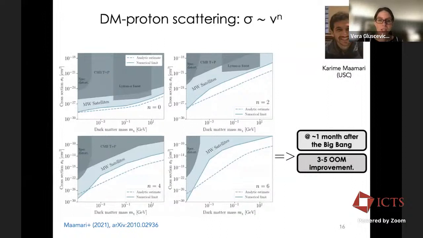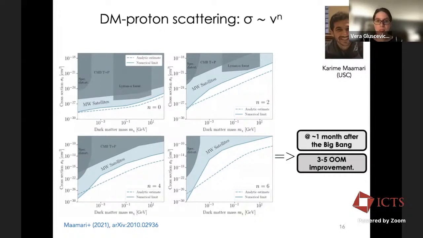And I'm showing here in blue the bounds that Karim got for different models. So each panel is a different model. N equals 0 on the top left is the velocity independent bound. And the gray curves is what we had prior to this analysis. So this is something like 3 to 5 orders of magnitude improvement over linear cosmology. So now these are just numbers, so just to give you a taste.